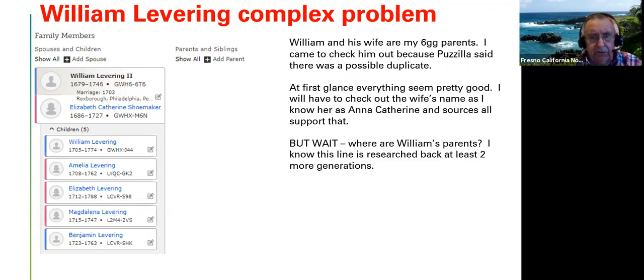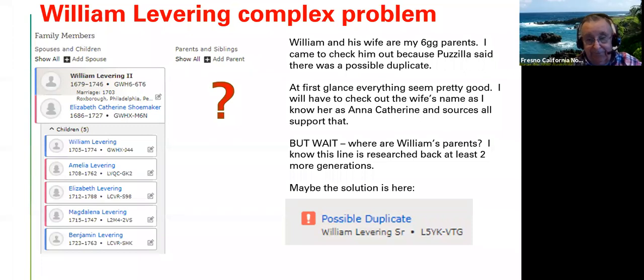But then I noticed something really big. William has no parents, and William is well documented for at least 2 more generations back. So there really is something missing. Who are the parents? Well, there's a duplicate, William Levering Sr.